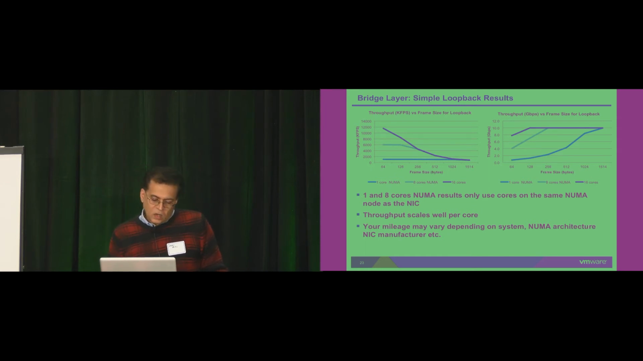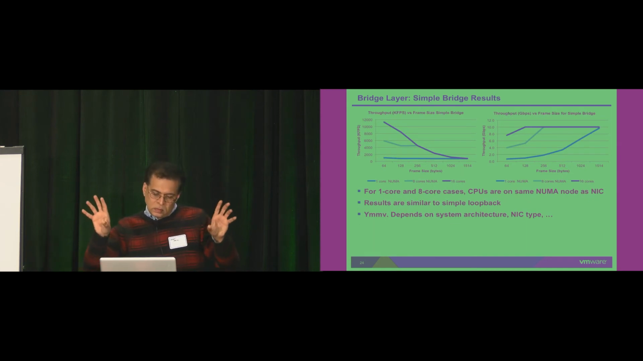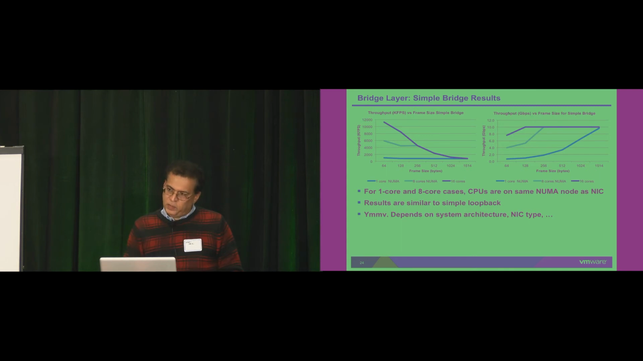And on the right is the same data, but expressed as gigabits per second. You can see it reaches line rate, not for minimum size packets, but for slightly larger packets. This is for the two server case, and actually the results are pretty much similar.